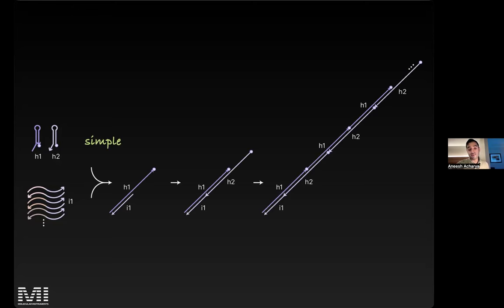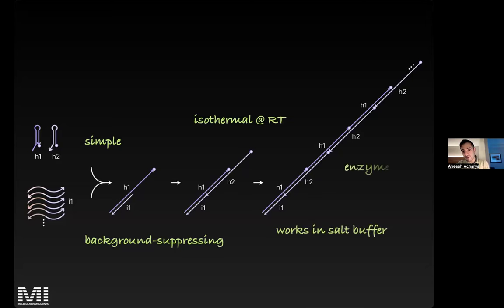And the best part about this reaction is it's very simple. So in practice, this is a one-step reaction, regardless of the number of targets that a user is studying. It is background suppressing, which means internal to this design, we prevent hairpins from just polymerizing and generating tons of amplified background. It's isothermal at room temperature, is optimized to work in salt buffer, and is enzyme-free. It is a really, really advanced amplifier that's just very, very easy to use.